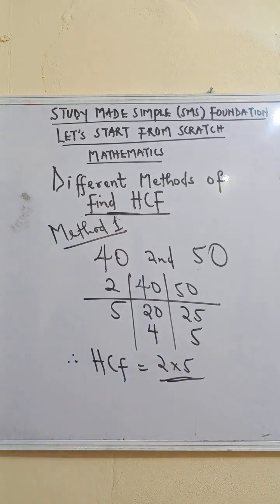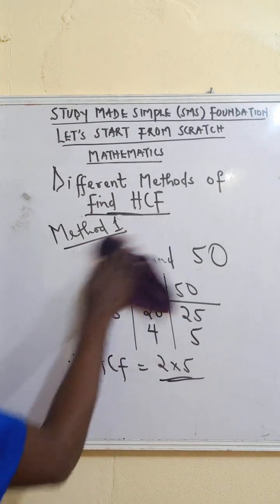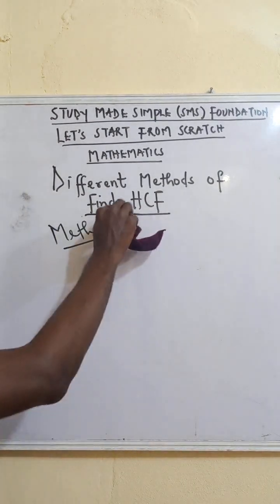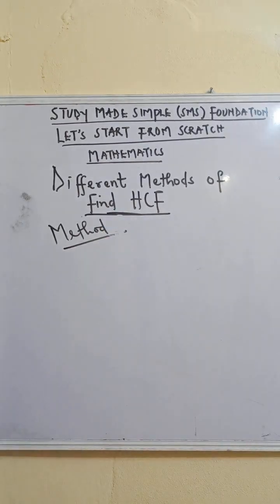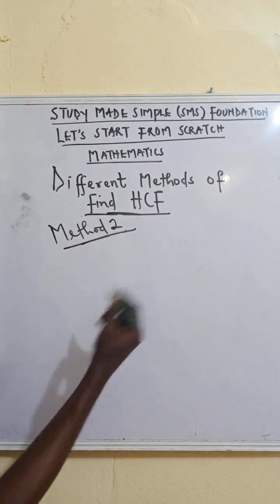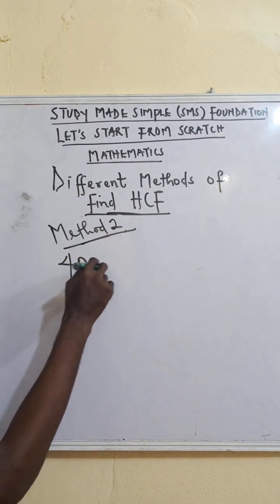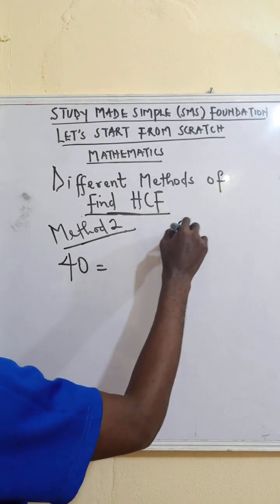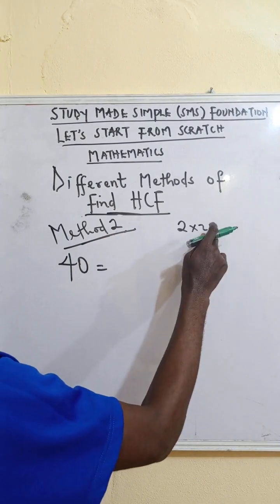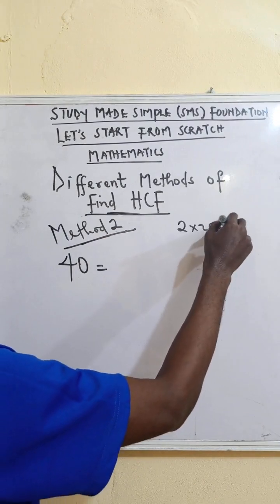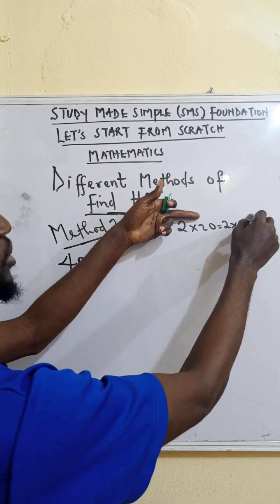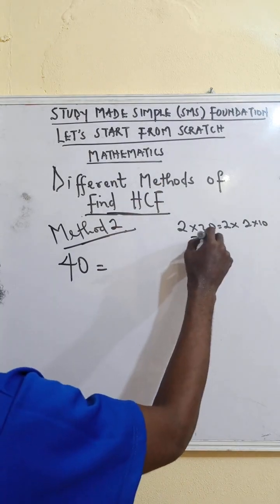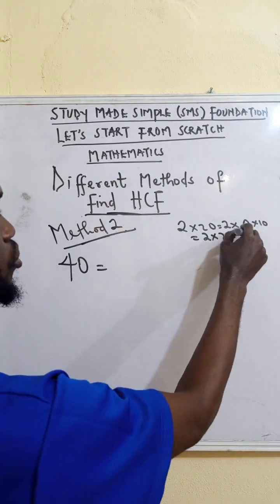We can move to the second method. I'll use the method of prime factorization. We can use the method of prime factorization in two ways. What I will do is break 40 down as a product of prime factors. 40 is the same thing as 2 times 20. Yes, this 20 is not a prime number, I can still break it. So 2 times 20 is 2 times 10. Of course, 10 is still not a prime number, I can still break it to 2 times 5. So finally, I will have 2 times 2 times 2 times 5.